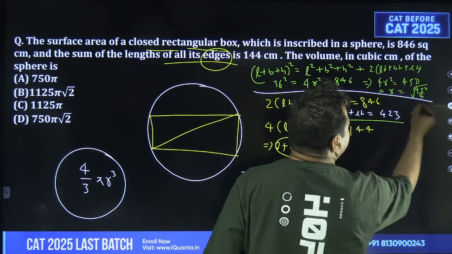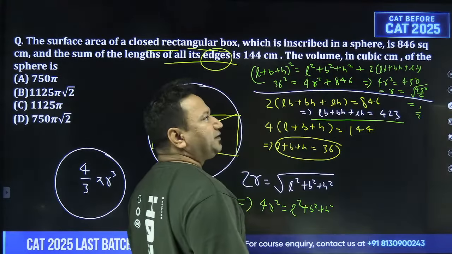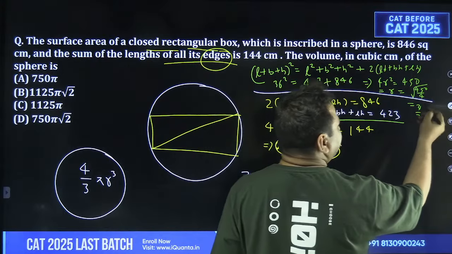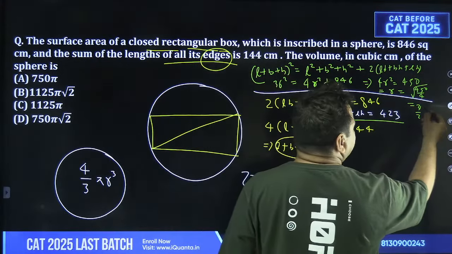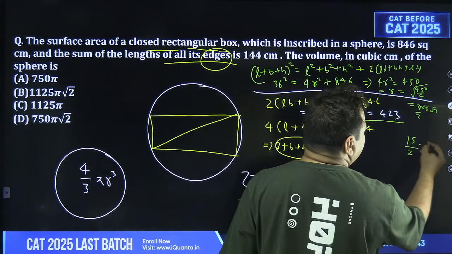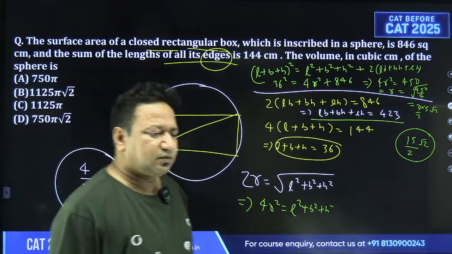It's coming out a bit strange, but that's okay. 2 came out of 450, 9 into 50. So I can take 3 here and 9 into 50. Okay, 3 into 5 root 2. So 15 by 2 root 2 is what I'm getting. Is that right? All of you got the same?